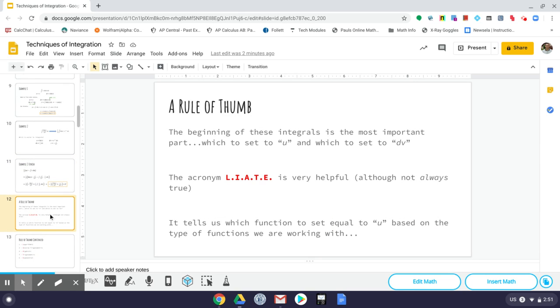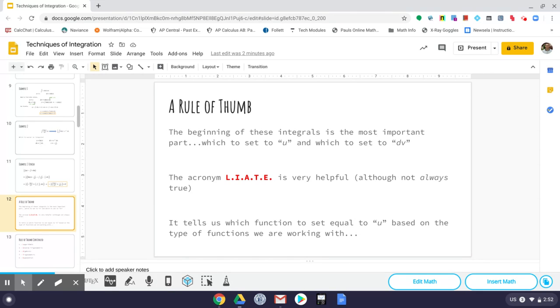Okay. So now, before we get into our third and final example, I just want to go over a quick rule of thumb. This is going to be really helpful when you're dealing with integration by parts problems, okay? The most important part of these problems is setting up which one is u and which one is dv. All right, everything depends on that. The whole problem either becomes successful or falls apart depending on which one you set.